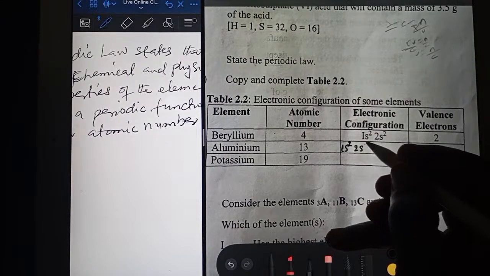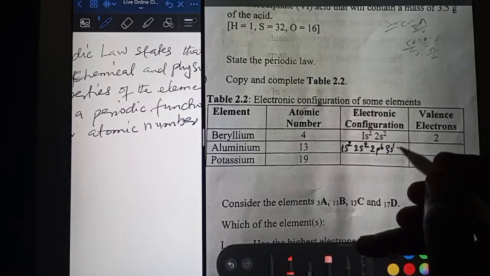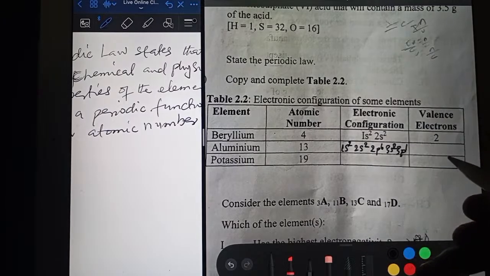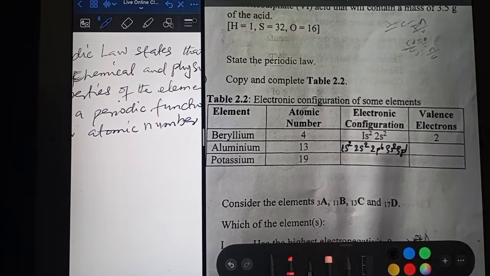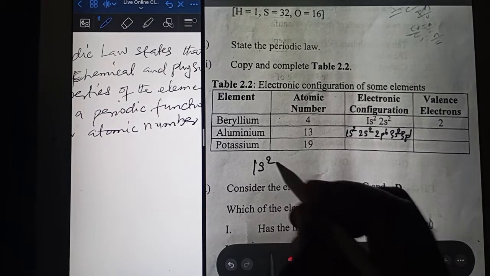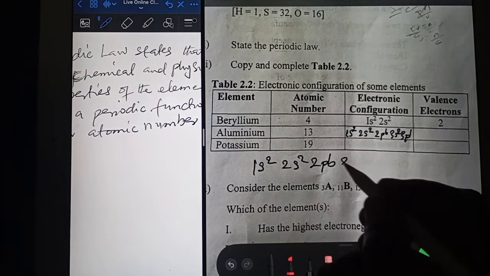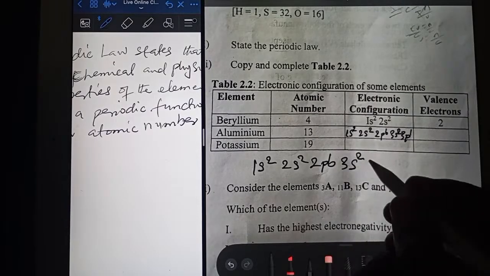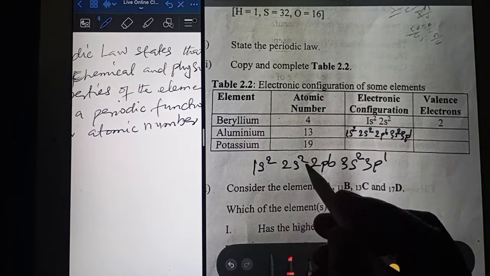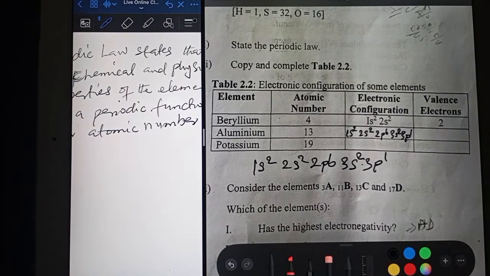1s2, 2s2, 2p6, 3s2, and 3p1. So let me write it where you will see it. The electronic configuration of aluminum is 1s2, 2s2 because it's 13 now, 2p6 and 3s2. That's 12. Finally 3p1. If you calculate, this is 2 plus 2, 4 plus 6 is 10 plus 2 is 12 plus 1 is 13. That is it.